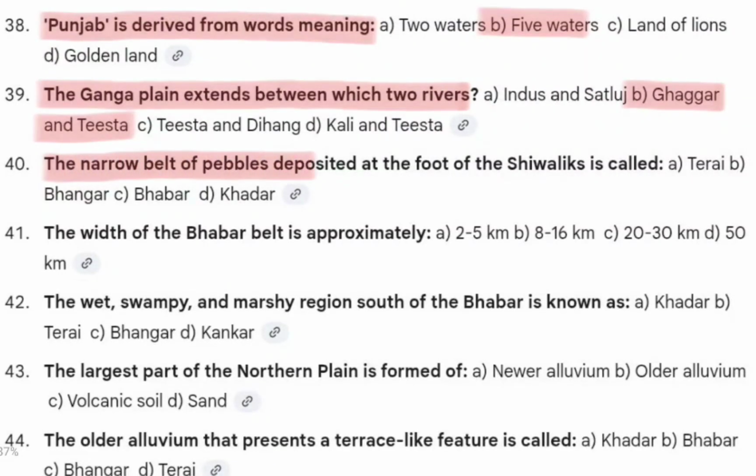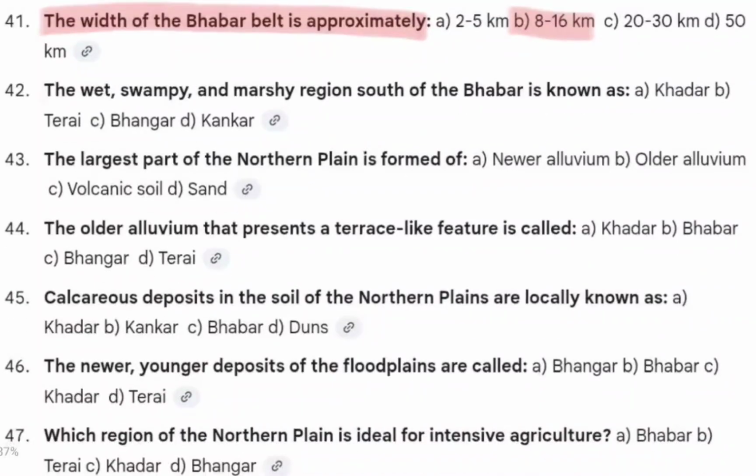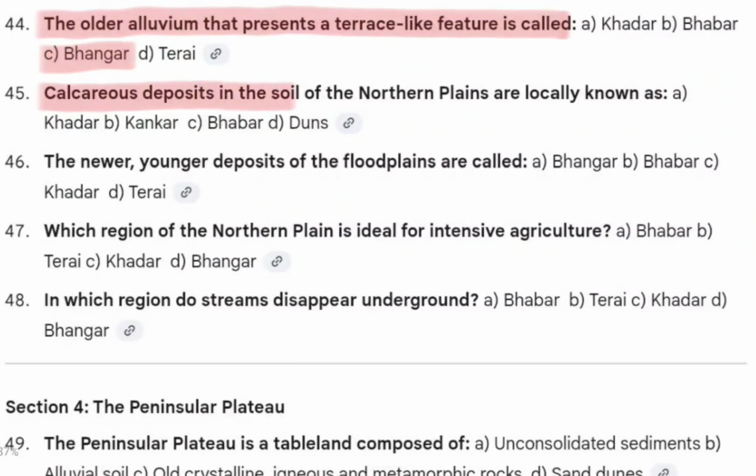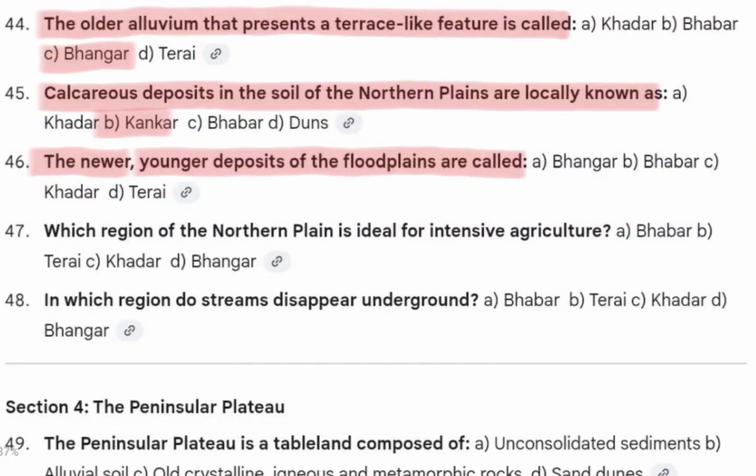The narrow belt of pebbles deposited at the foot of the Shivaliks is called Bhavar. The width of Bhavar belt is approximately 8 to 16 km. The wet, swampy and marshy region south of the Bhavar is known as Terai. The largest part of the northern plain is formed of older alluvium. The older alluvium that presents a terrace-like feature is called Bhangar. Calcareous deposits in the soil of the northern plains are locally known as Kankar. The newer, younger deposits of the flood plains are called Khadar.